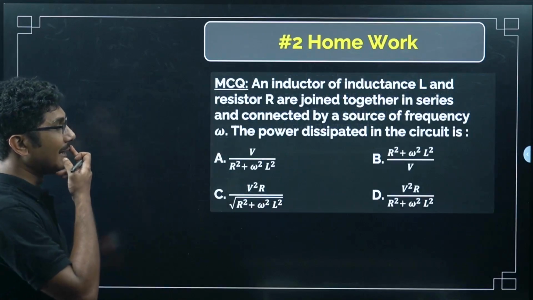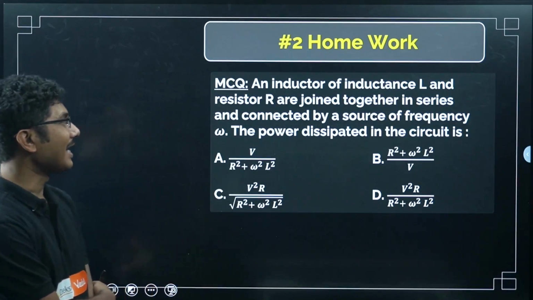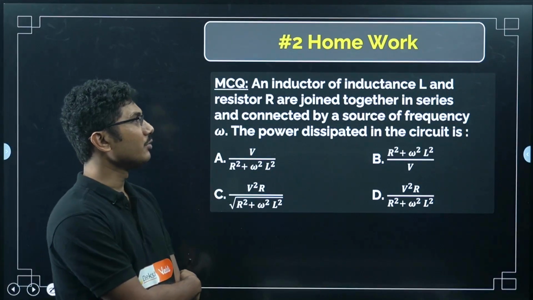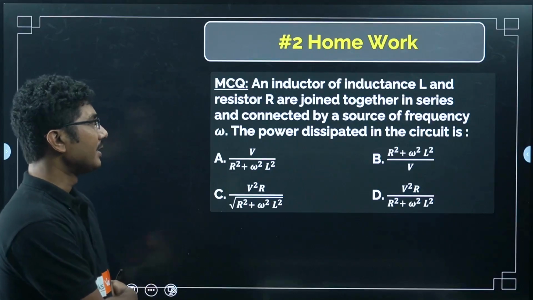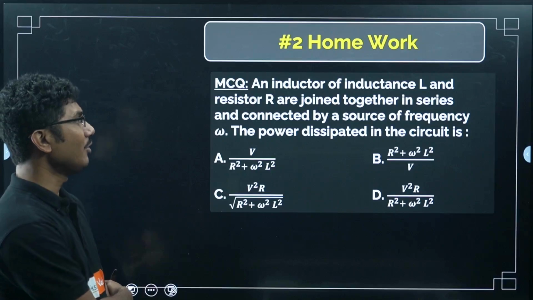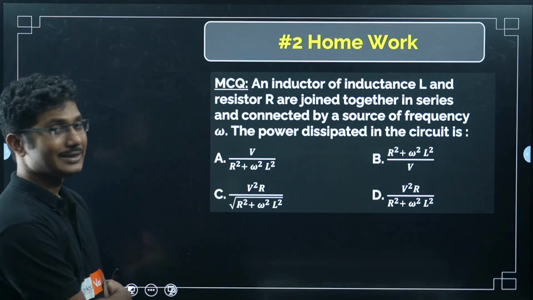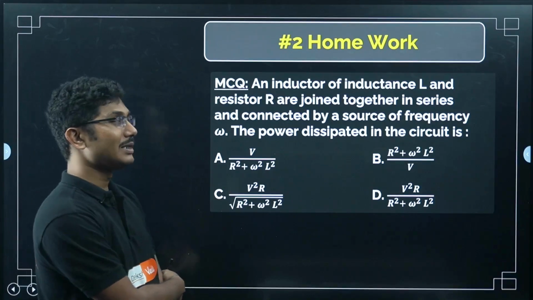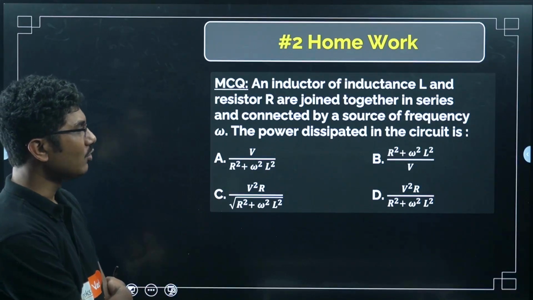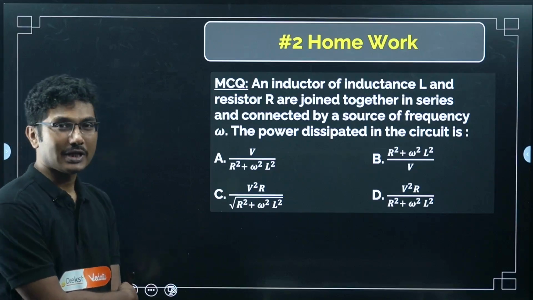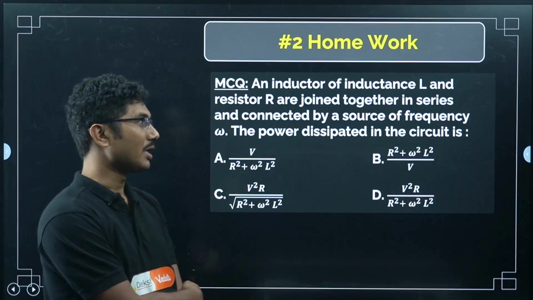Now this is also a very important question. An inductor of inductance L and resistor R are joined together in series and connected to a source of frequency omega. The power dissipated in the circuit is. So here an inductor and resistor are connected, so it's an LR circuit or RL circuit. What is the power dissipated in the RL circuit? That was the question. Simple question. I hope you can answer that and mention the answer in the comment below. If you simply follow the steps, you will be able to answer that.